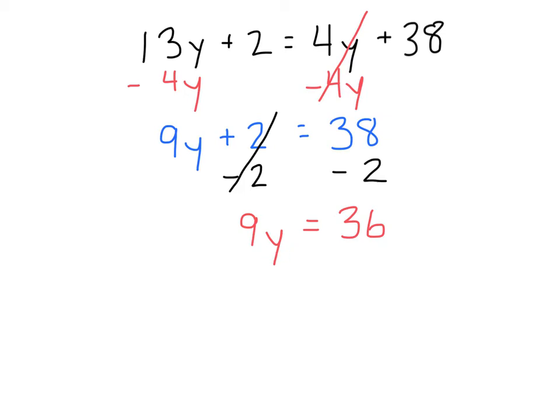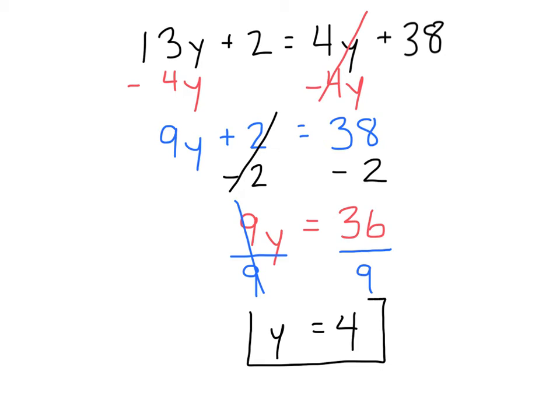So I just want this y by itself. So since there's 9 times y, we have to do the opposite, which is divide by 9. If you do that to the left side of the equation, you have to divide by 9 on the right side of the equation. So these 9's cancel out, and all you're left with on the left side of the equation is y. Now on the right side of the equation, you have 36 divided by 9, and that is equal to 4. So our final answer is y is equal to 4.